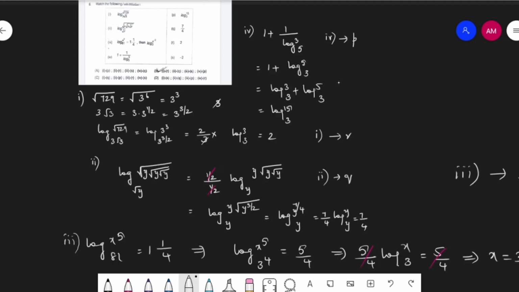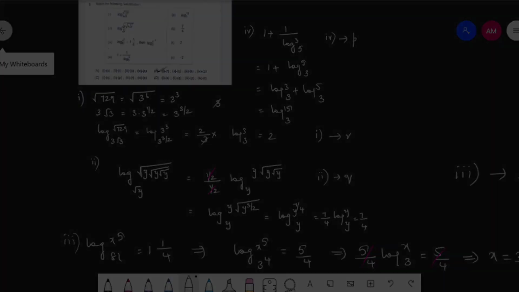But there is no need to solve all 4 bits here. Since the fourth one is mapped to P, let us check 1 or 2 more options. Okay, we have only one option matching the fourth one with P. So the answer is option B. Let us move to the next problem, the 7th problem.